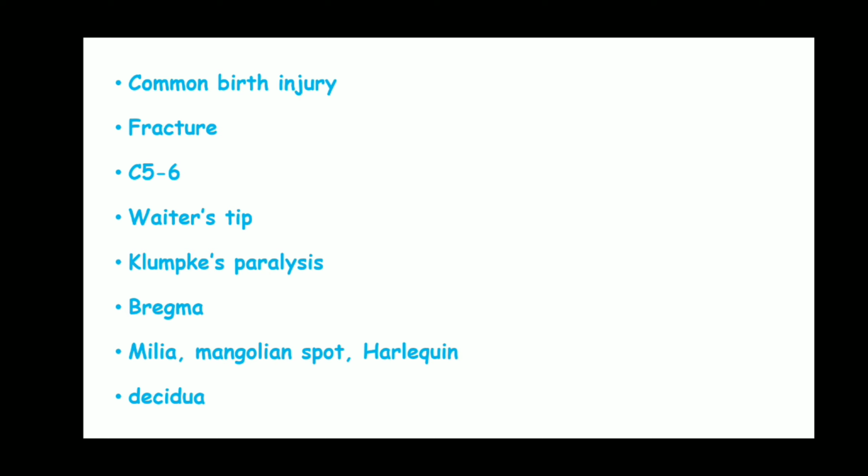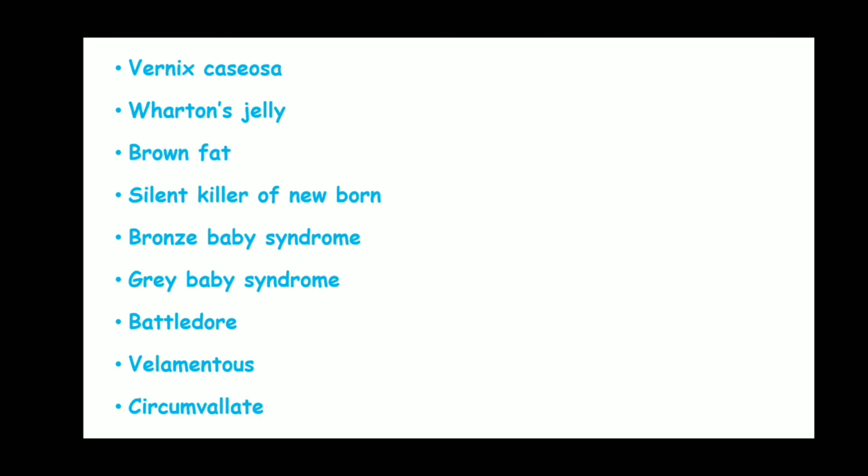Decidua: the layers of the uterus are endometrium, myometrium and perimetrium. The endometrial layer is getting ready for the pregnancy. That's a pregnancy bed, and that is known as decidua. So endometrium in pregnancy is known as decidua. Vernix caseosa is a cheesy white substance seen all over the body of the baby, and you can see a gelatinous substance over the umbilical cord known as Wharton's jelly.